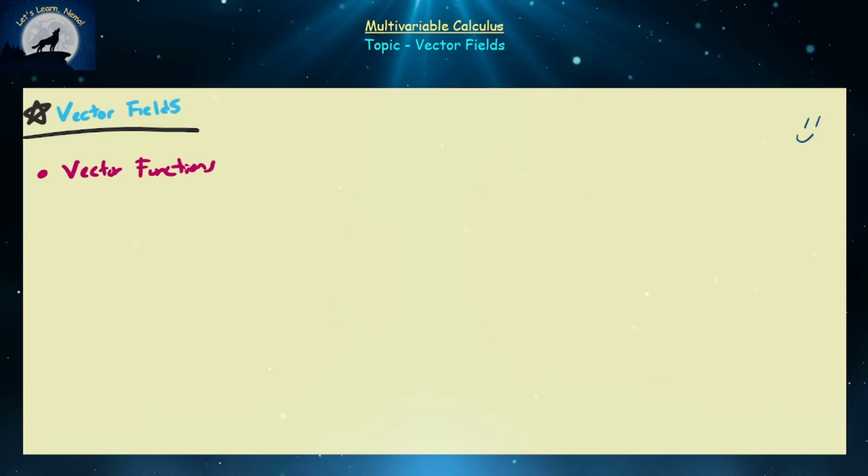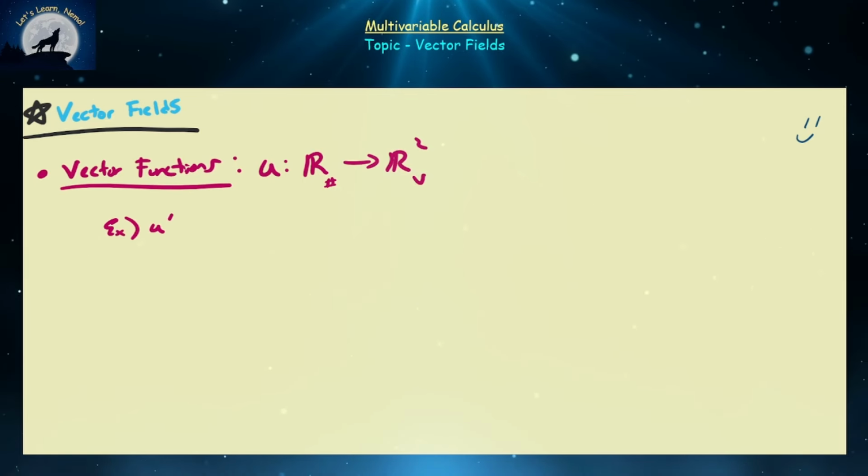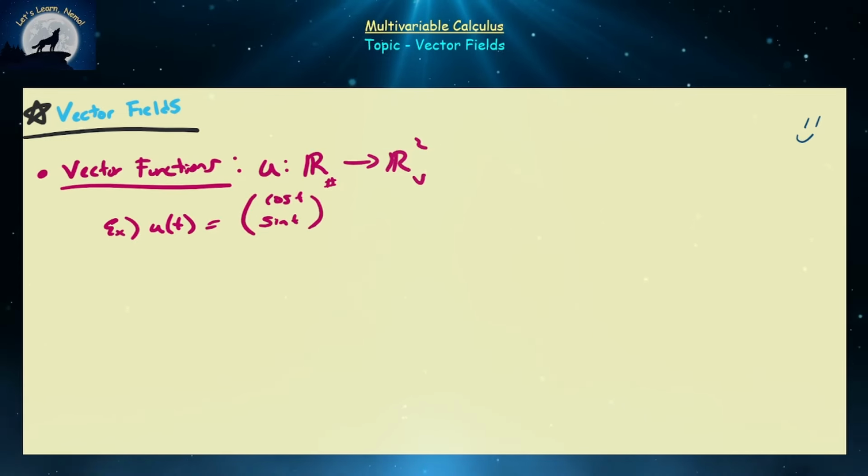Vector functions, which took objects and mapped the set R, the set of real numbers, onto R2 or higher dimensional spaces, right? So here this is going to represent a number, and this is going to represent a two-dimensional vector. In particular, as an example, we can consider the function u of t is equal to cosine of t, sine of t. And if we range t from, say, 0 to 2 pi or minus infinity to infinity, what you're going to have is the graph of that associated vector function.